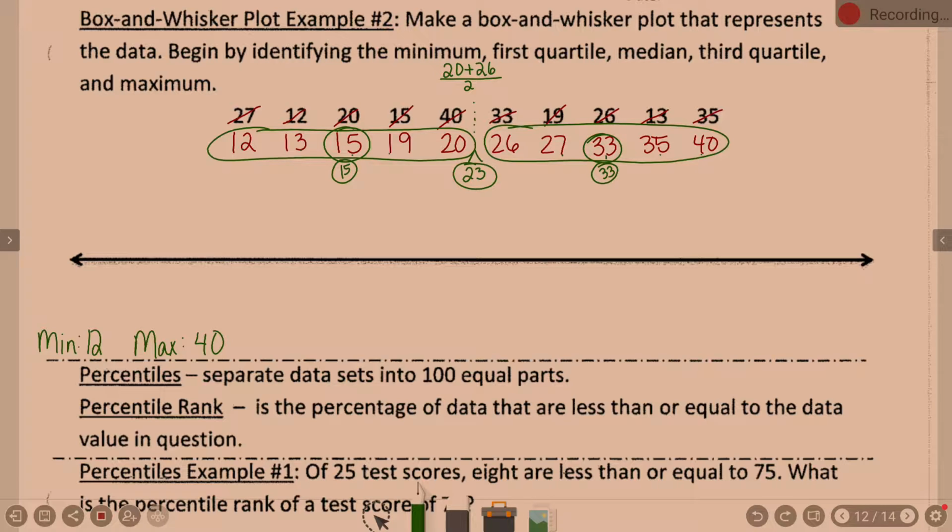Okay, so I guess I never really wrote these all down here. We have 12 to 40. Median was 23. Q1 was 15. Q3, whoops, is 33. And we're numbering from 12 to 40.